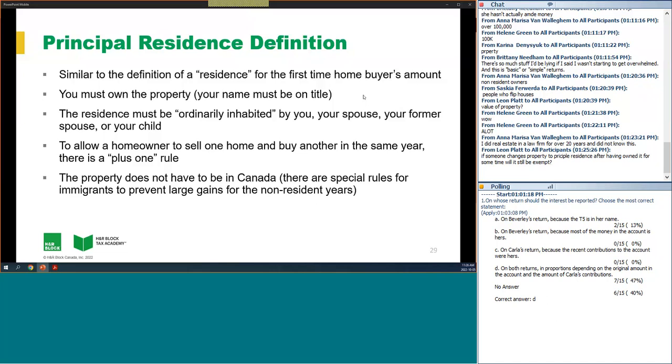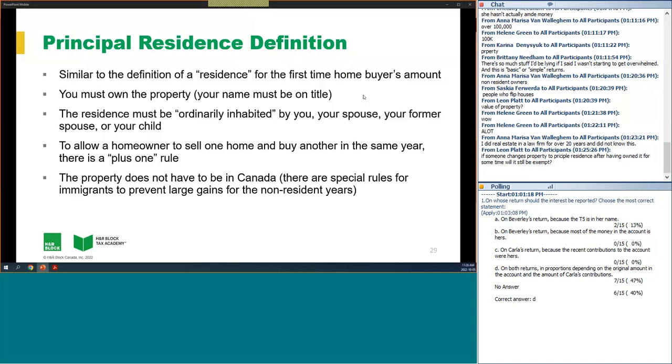Okay. Leon, if someone changes the property principal residence after having owned it for some time, will it be exempt? It will be exempt from the time that you changed it. So we do have people who own two homes, or they might own a home and a cottage. You're going to have to pick one.